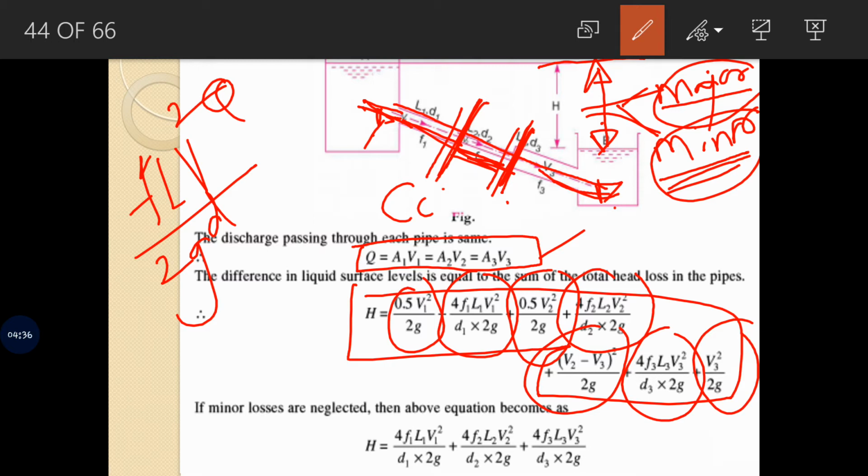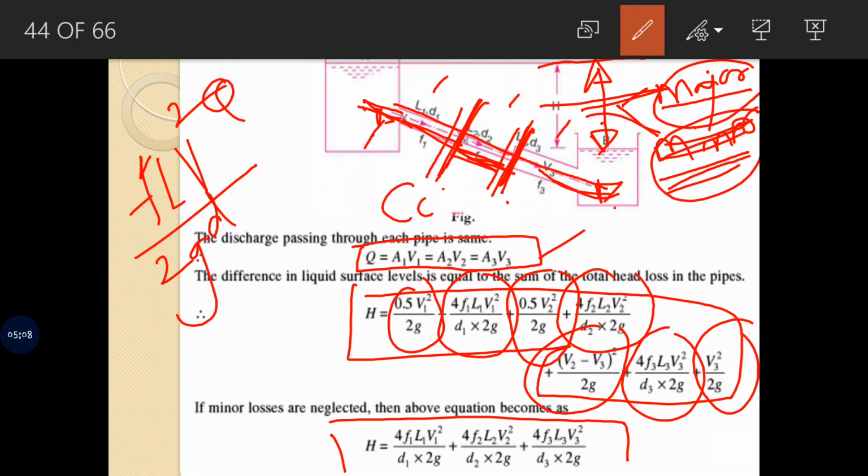If it is said to neglect the minor losses, then if I neglect these, H is nothing but the major loss. So the major loss will be incorporated in this pipe and this pipe. So the summation of frictional loss in the three pipes will be the head loss. So we will have only the frictional loss, and this will be the equation, that is H is equal to 4 FLV square divided by 2gD. That is going to be the equation.